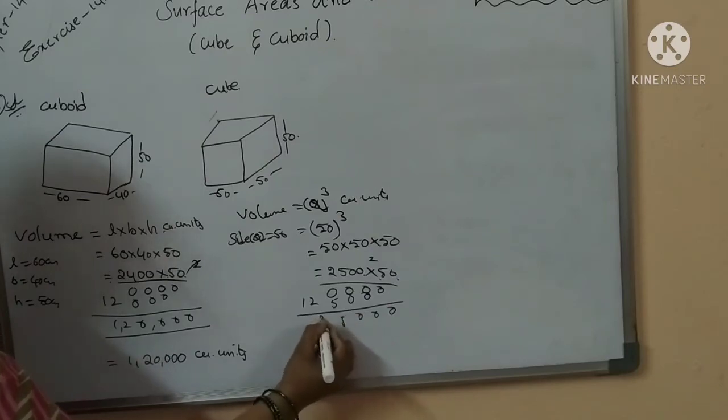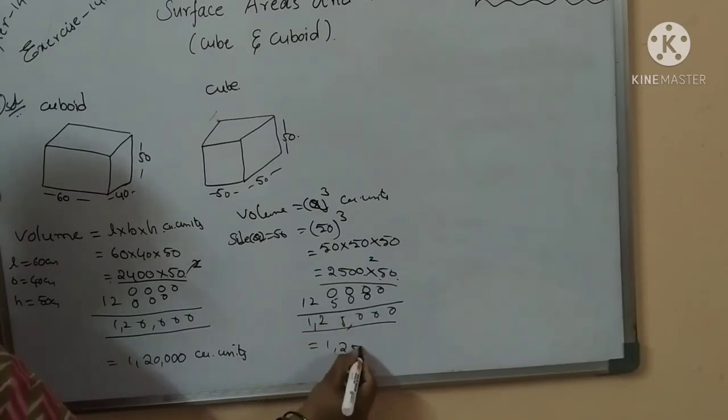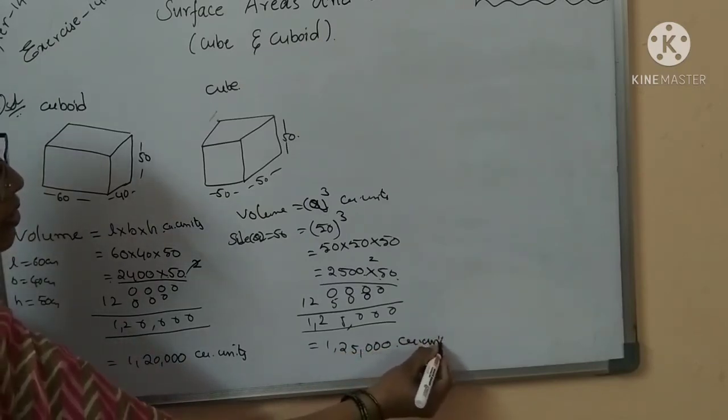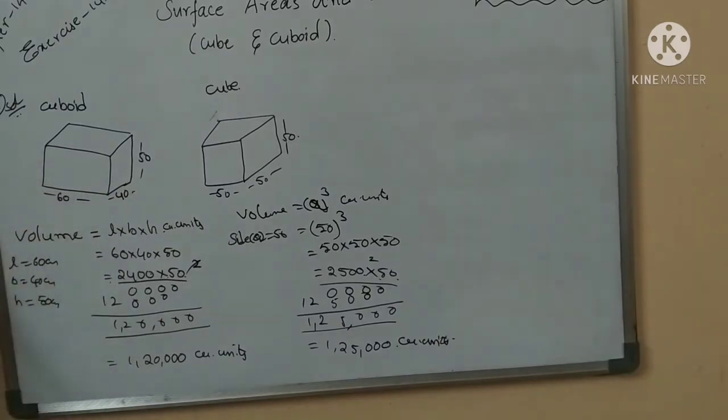So finally 1,25,000 cube units. Here observe the two figures. Figure 1 is 1,20,000 cube units. Figure 2 is 1,25,000. Which figure, the cuboid, uses less amount of material?